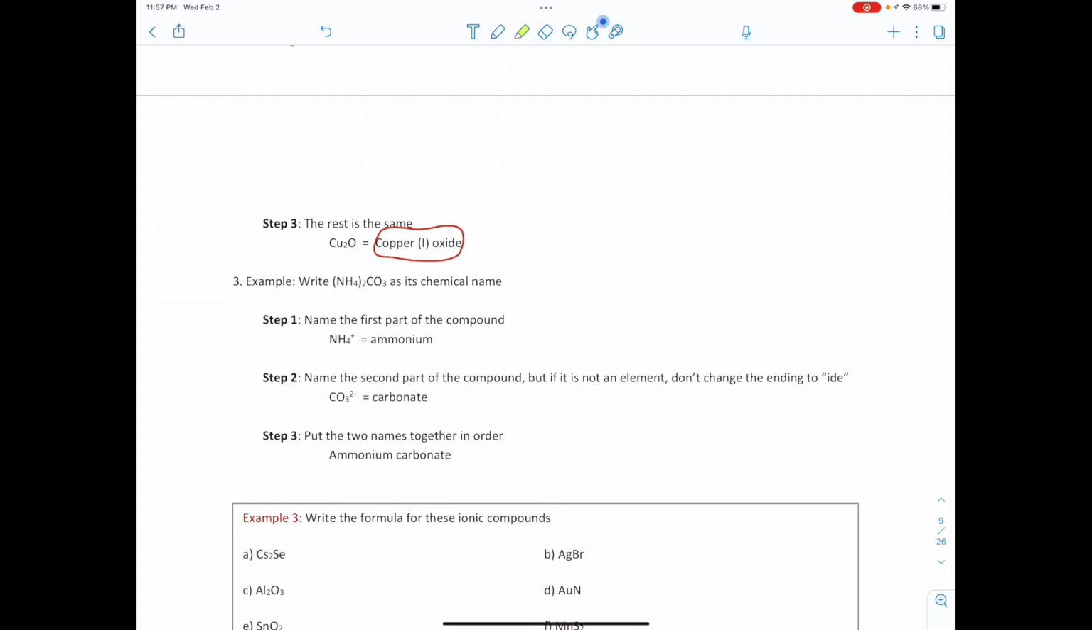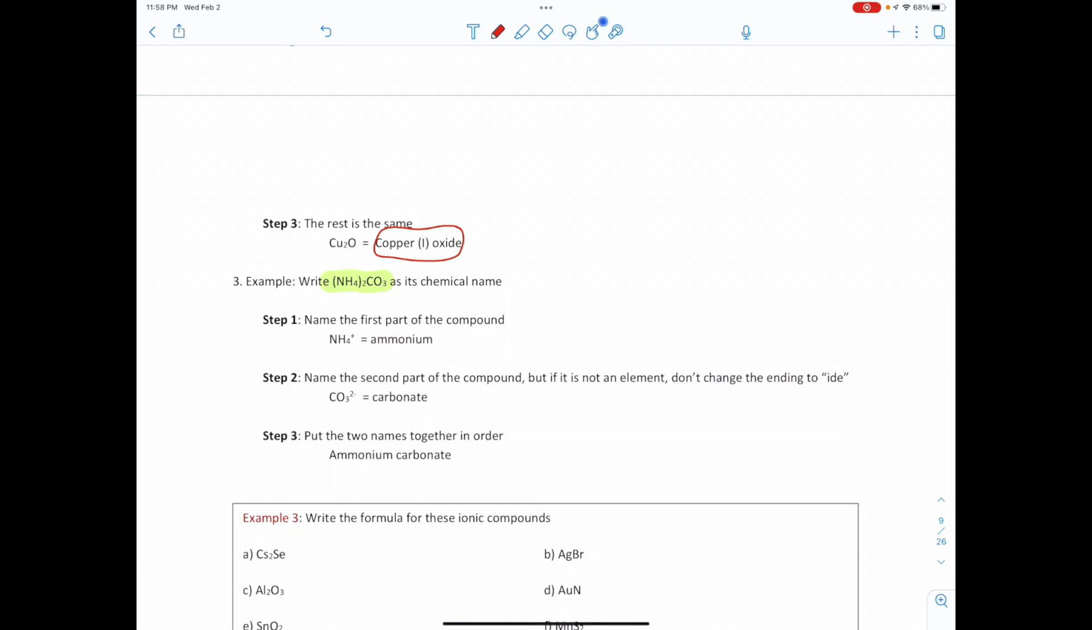Okay, let's take a look at another example here. We have (NH4)2CO3. Same thing, when you look at it, it looks really complicated because there are so many elements in there. When things look a little bit complicated, just keep in mind that these could be polyatomic ions.